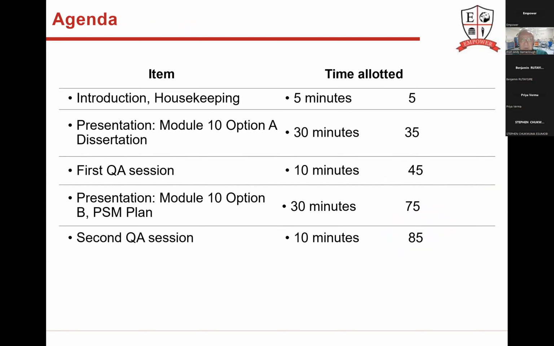Our agenda for today: just a few minutes on the housekeeping, then we go into Module 10, Option A, which is the dissertation. I'll try and describe the key points in about 30 minutes, and there'll be a Q&A session for 10 minutes around the dissertation. Then I will spend about 30 minutes describing the PSM plan, and then a second Q&A session of around 10 minutes.